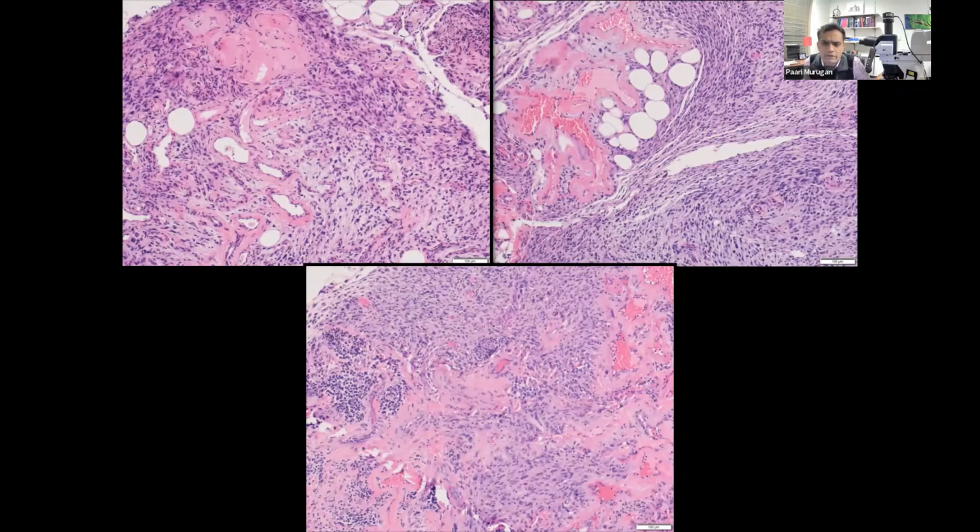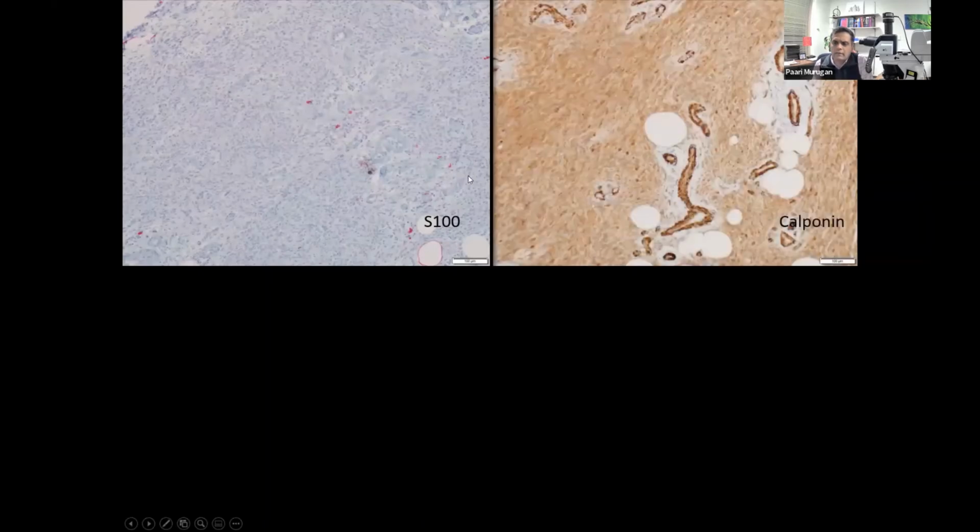So with this morphologic picture, some additional immunostains were done. And S100 was done because you're seeing all these hyalinized blood vessels and the spindle cells. So schwannoma could be in the differential diagnosis, but you could see S100 is completely negative, and there are a few dendritic cells that are staining in the background. But calponin was different, and it's diffusely positive, maybe not as strong as the internal control, but it is diffusely positive. So maybe it's got some smooth muscle differentiation.